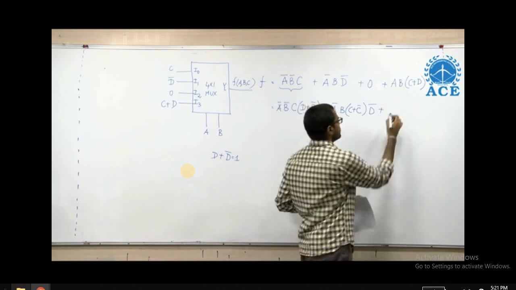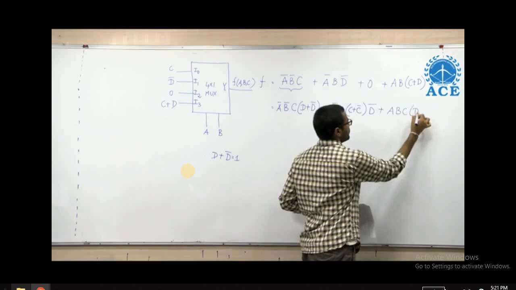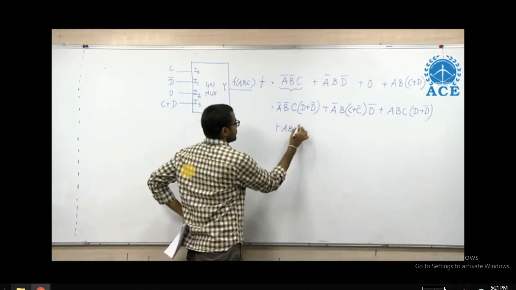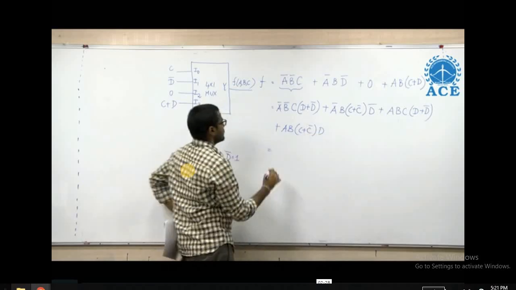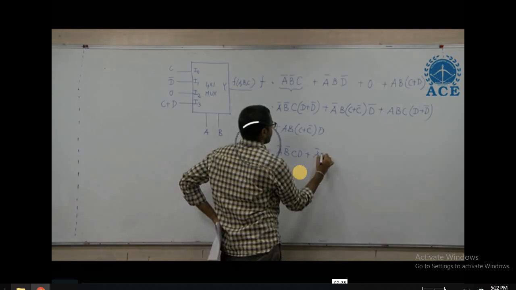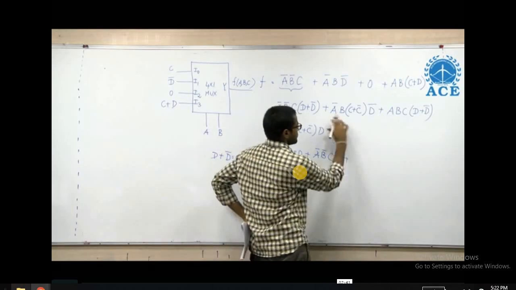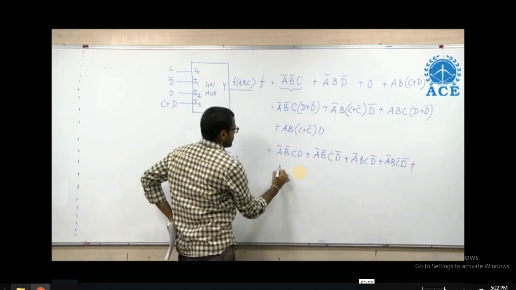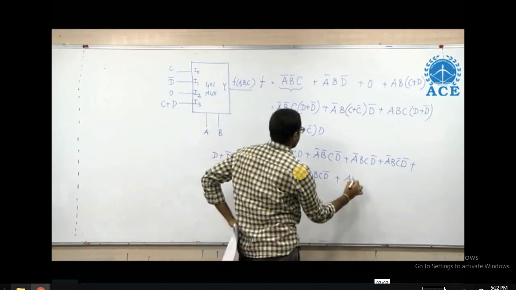The first term is ABC, so it is ABC into D plus D bar. The second term is ABD, so C literal is missing, so we have to include C plus C bar D. Simplifying this, it's A bar C plus second term, it's A bar C plus D bar C D bar. Again, the third term, nothing but C plus A C D A B bar.